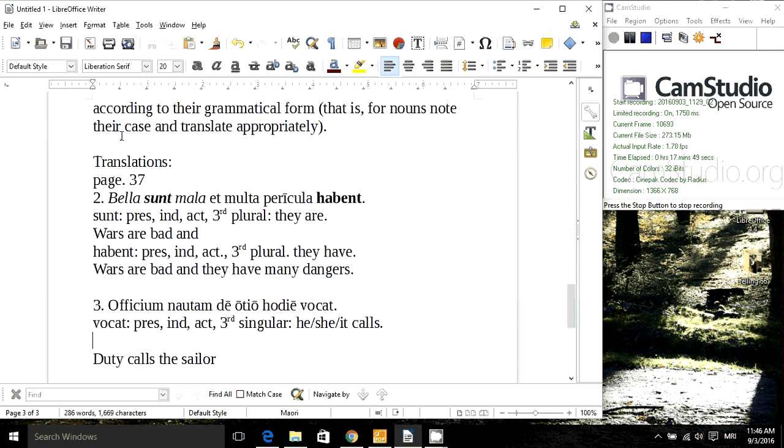Now I'm going to go through the rest of the words in order, translating them according to their case and usage. De otio. I remember that de means of or from, and the noun that it's governing always has to be in the ablative, as it certainly is there. And if I had to look up otium, because that's a new word, I'd find out it means leisure. So duty calls the sailor from leisure. How do you spell leisure? Must be that way. From leisure today. The word hodie just means today.